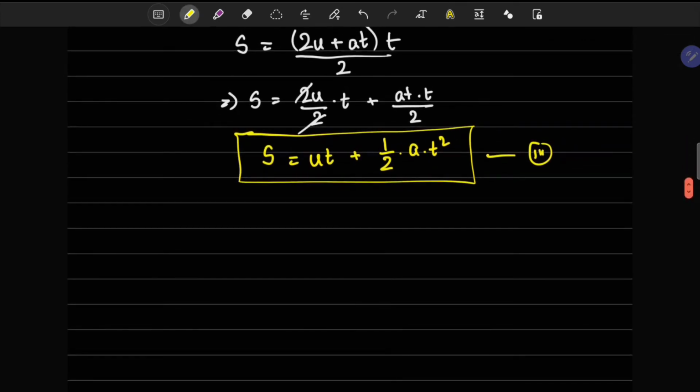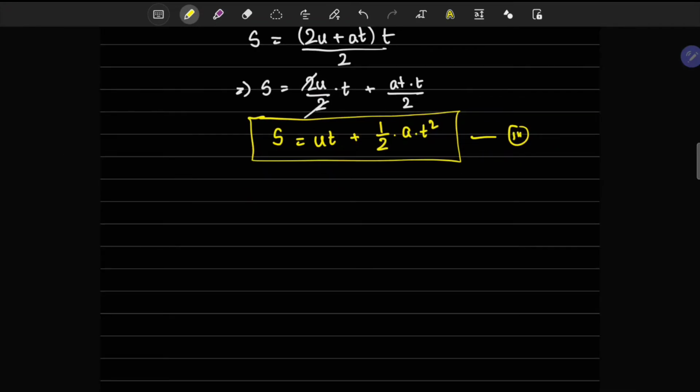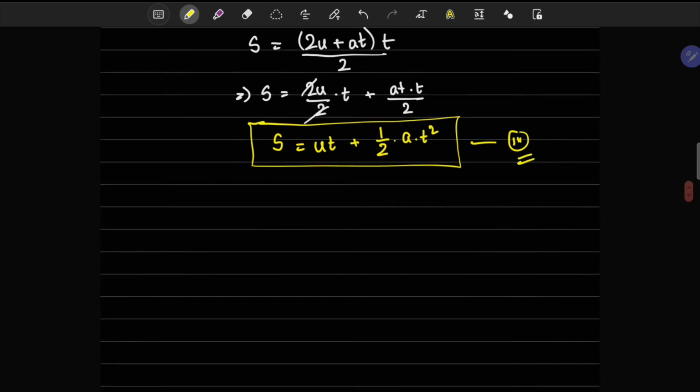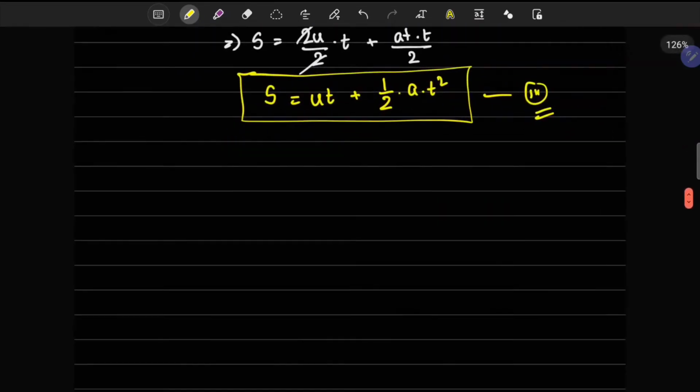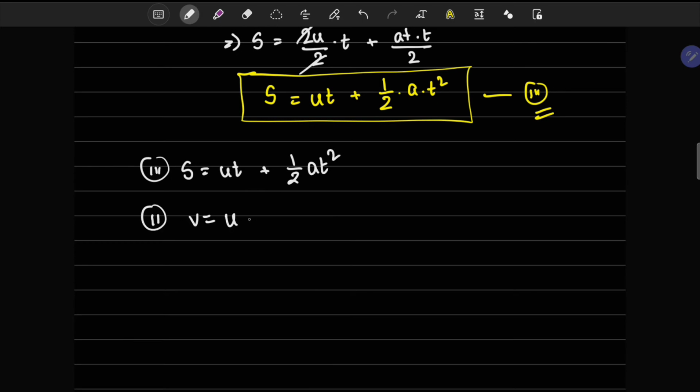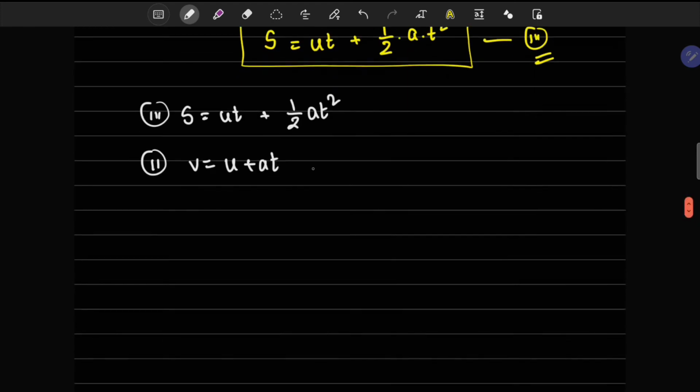What we are left with is the fourth equation of motion. So how do we actually derive the fourth equation of motion? Well, you just work with equation number 3 and use the second equation of motion. We know from the third equation of motion that s is ut plus half times a times t squared, and the second equation says that v equals u plus at. Now, what we are going to do is represent this t in terms of the other variables in the equation, which means we say that t is v minus u divided by a.